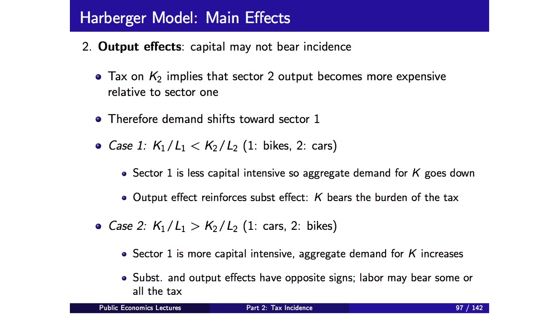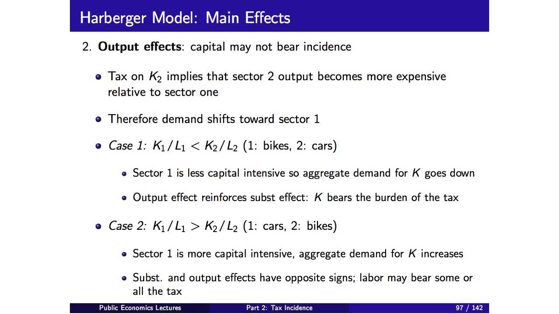Now, the second effect is output effects. This is a force that could potentially lead the other way, which might lead capital not to bear some of the incidence. And so this is where you see the complexity of the general equilibrium analysis, where all the prices are changing. So to think through this, note that a tax on K2 implies that the output of sector 2 is becoming more expensive relative to sector 1. So if we tax capital, it's going to be more expensive to produce cars, so people are going to want to buy more bikes instead of cars, for instance. So demand is going to shift towards sector 1.